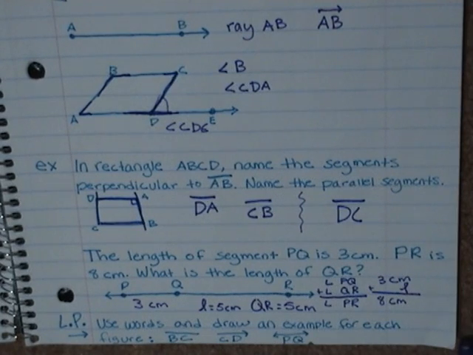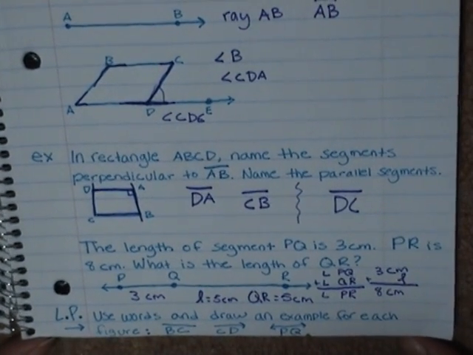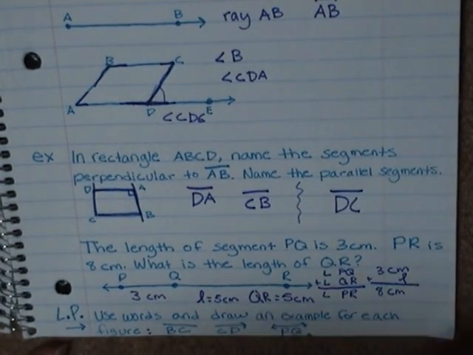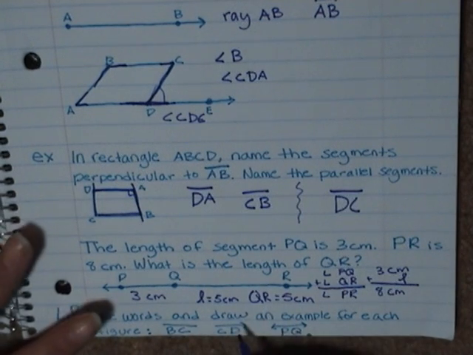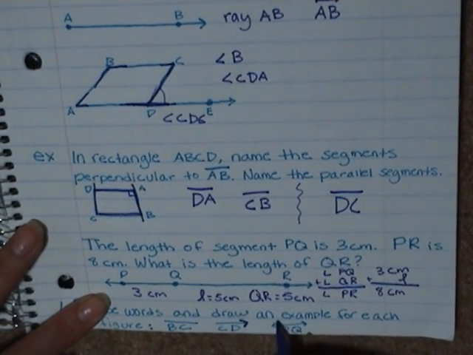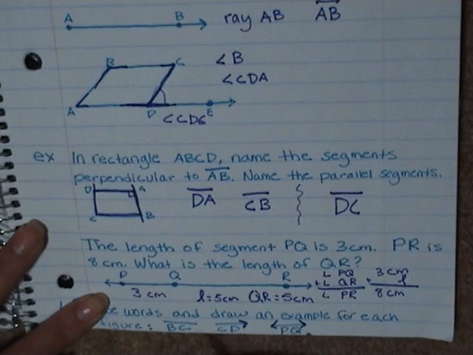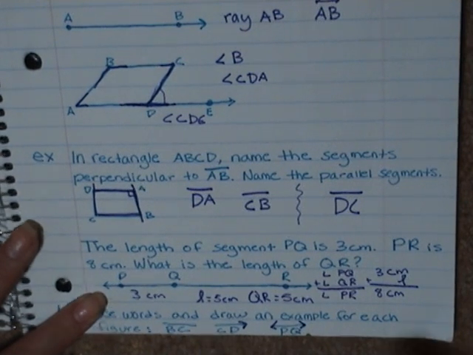Alright, for your lesson practice, down at the bottom right here, I'm actually not going to read them because the problem says use words and draw an example for each figure. So this is BC, and this is CD, and PQ. Okay, this one has an arrow that way, arrow, arrow, and this one does not have an arrow.